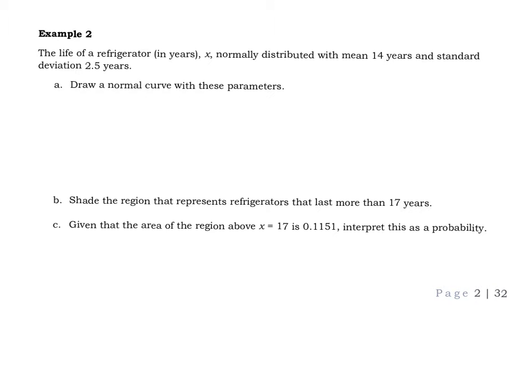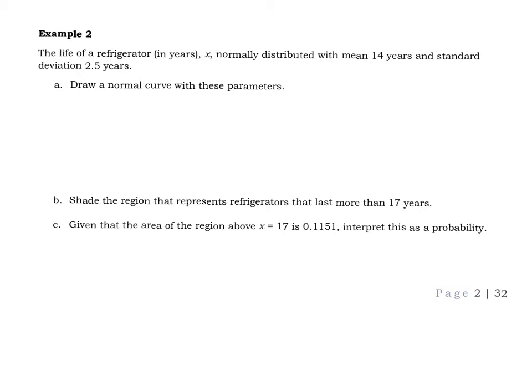All right, this would be one of those examples that might be a great idea for you to see if you have picked up on a couple of the concepts already. I know it's early, but it never hurts to do that. So the life of a refrigerator in years, X, representing the lifespan of the fridge, is normally distributed with mean 14 years and standard deviation 2.5 years. Draw a normal curve with these parameters.